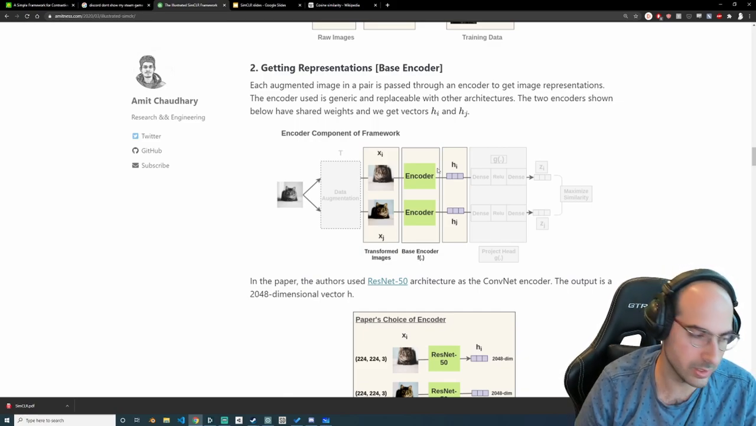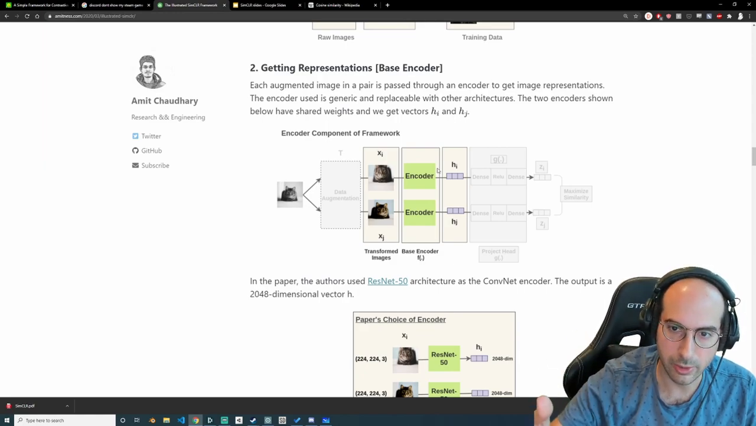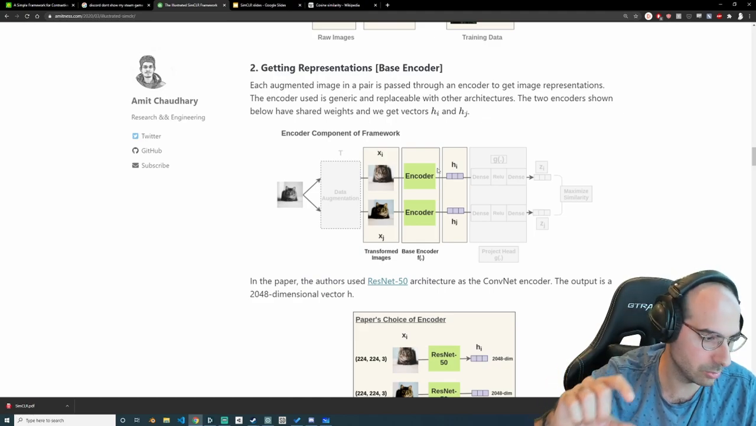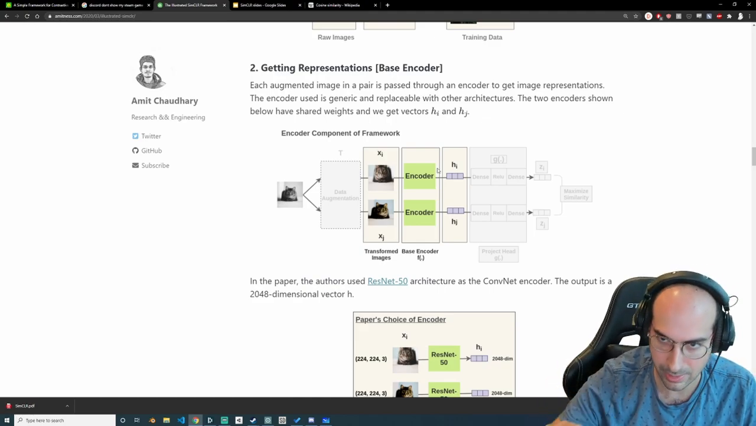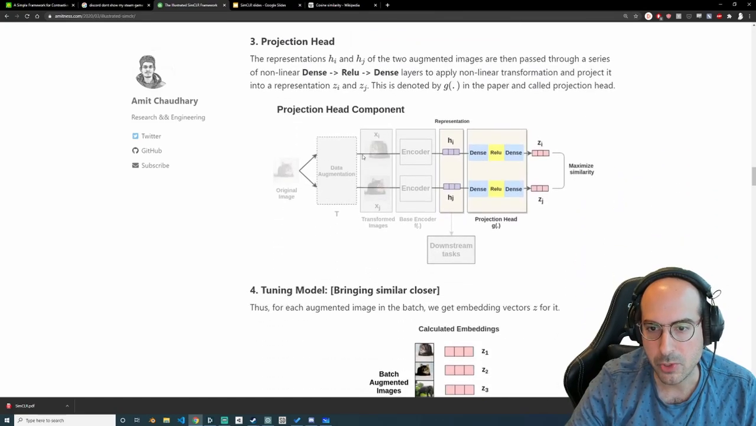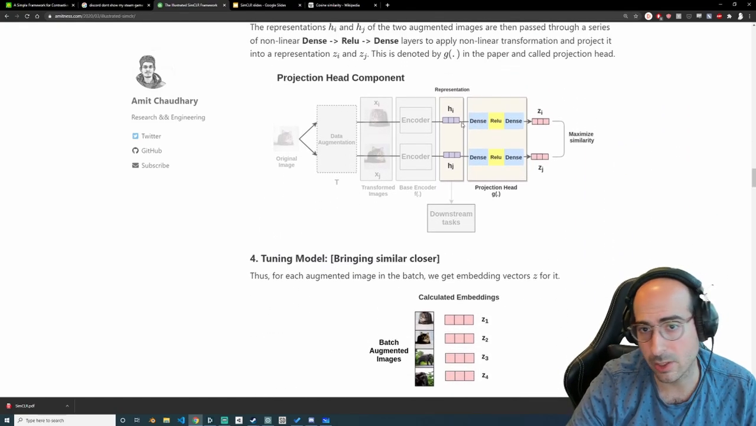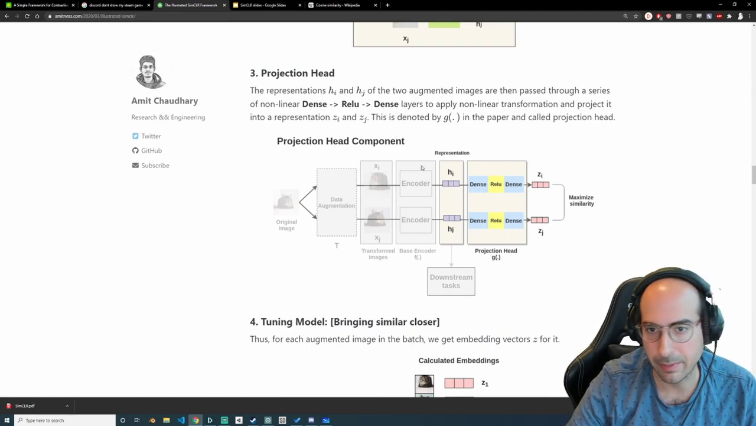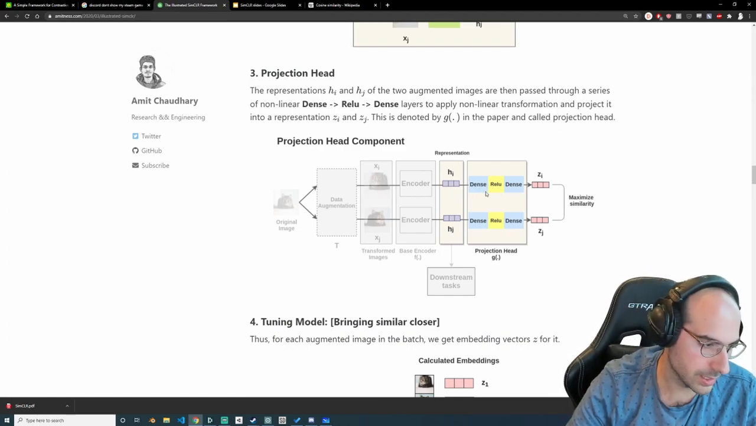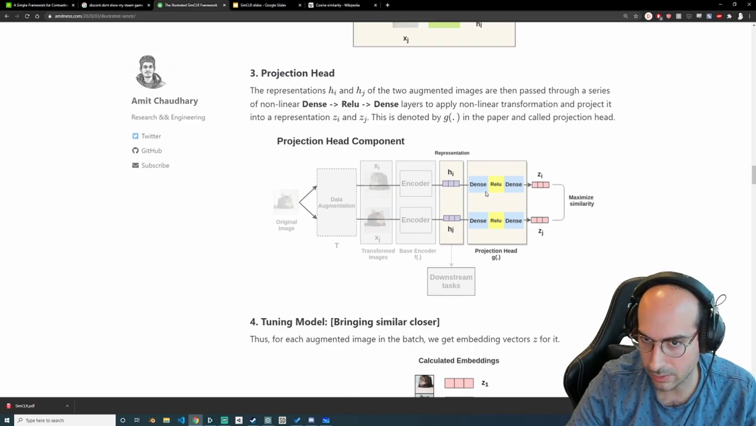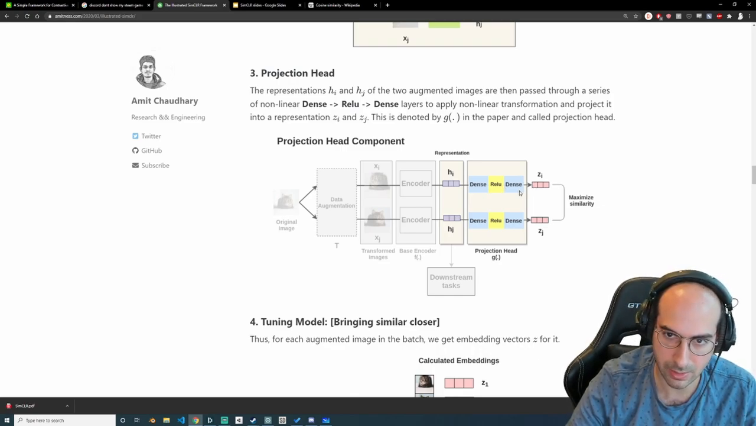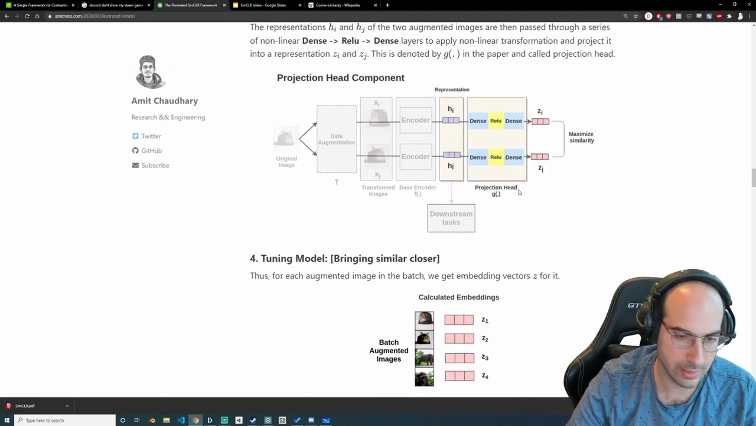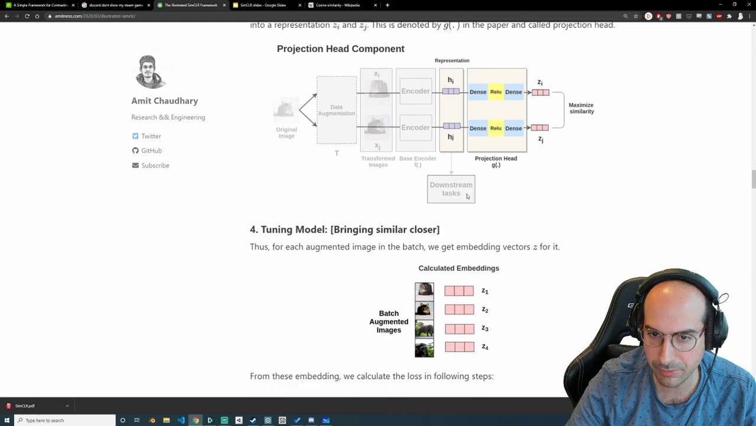And then given that intermediate representation, you can learn another network, which only learns to maximize the similarity between two networks by maximizing the cosine similarity. So that's what the projection head business is all about. And you also notice it's just a dense ReLU dense. This could also plausibly have been a conv ReLU conv, but instead it's a dense. And this works because a conv really is a generalization of matrix multiplication.